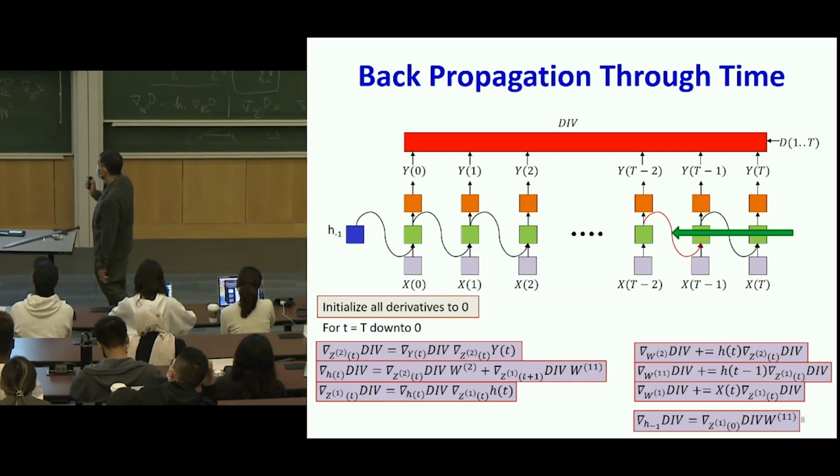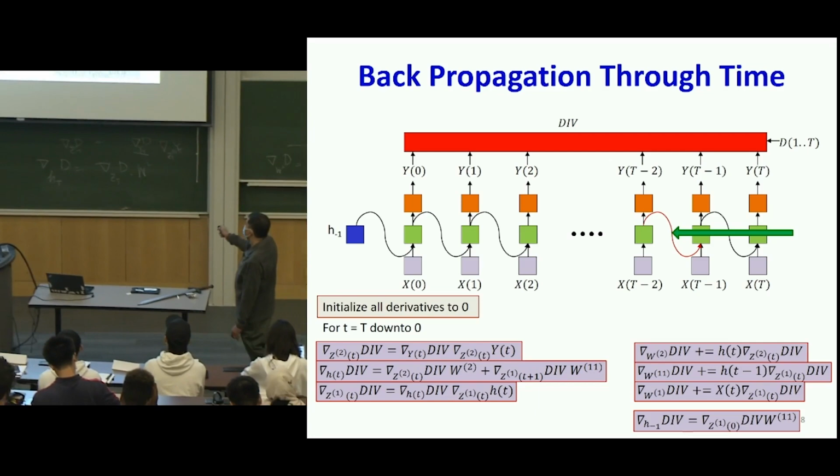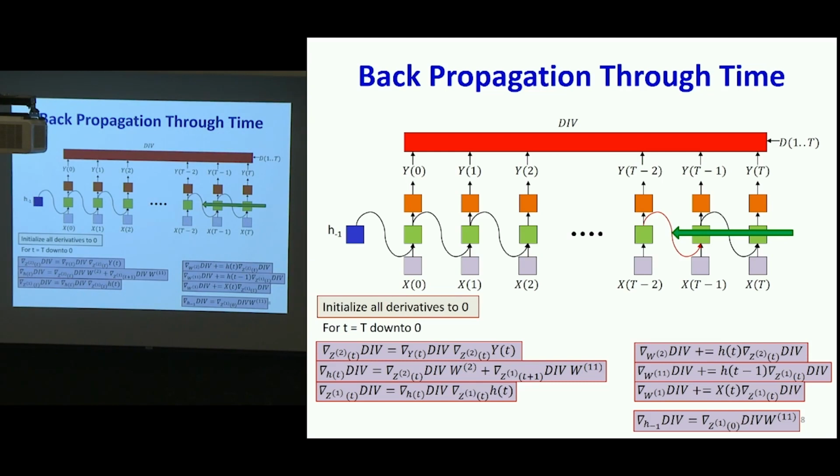So the entire sequence of operations, I have this over here. You're going to be going backwards through time, which is why it is back propagation through time. At each time, first you compute the derivative with respect to the affine value here. Then you compute the derivative with respect to the output here, which is actually the sum of two components, one going up, one from the side. And then you can go down and compute the derivative with respect to the affine value here.